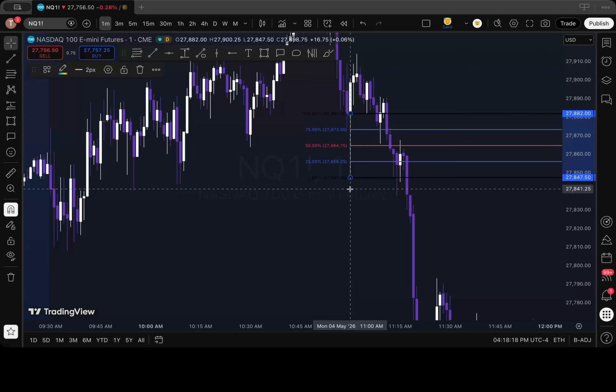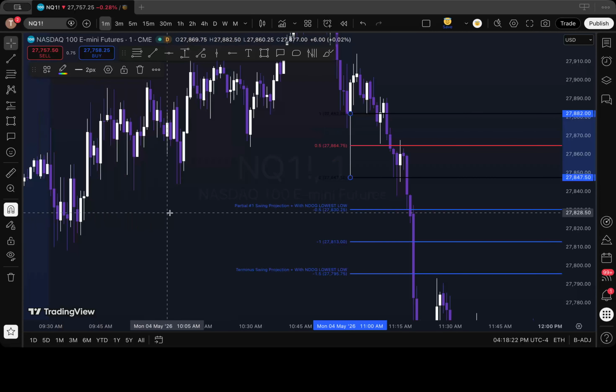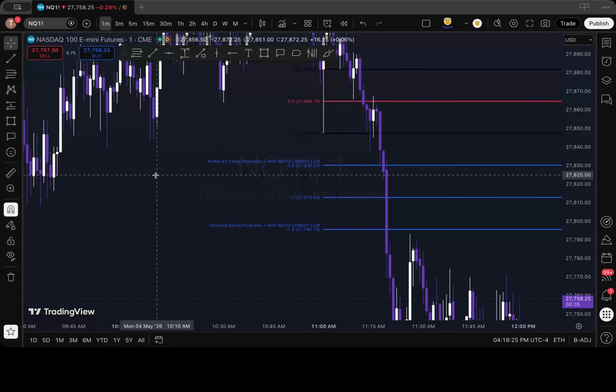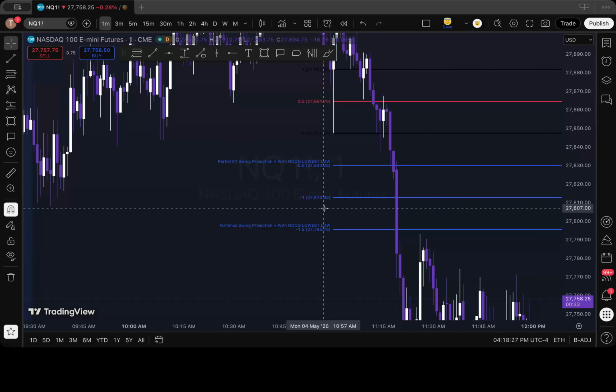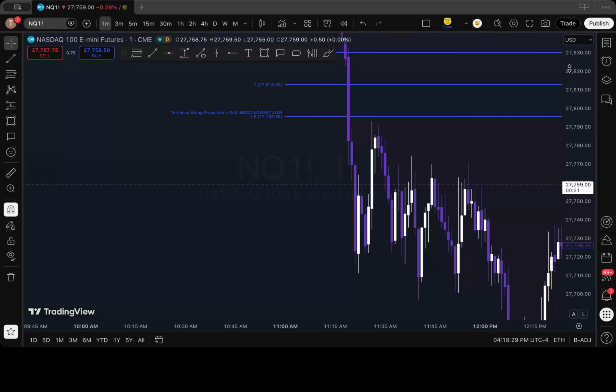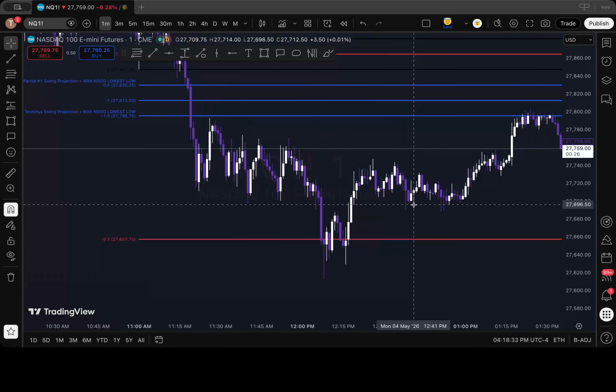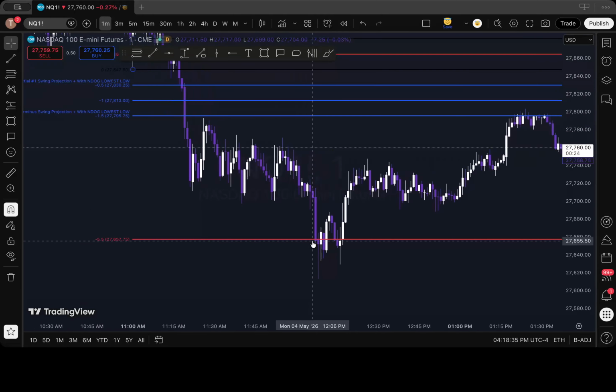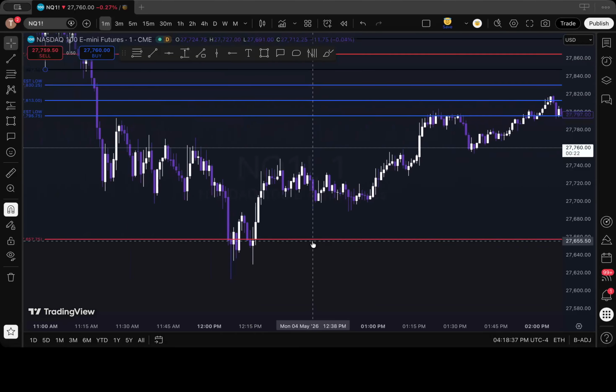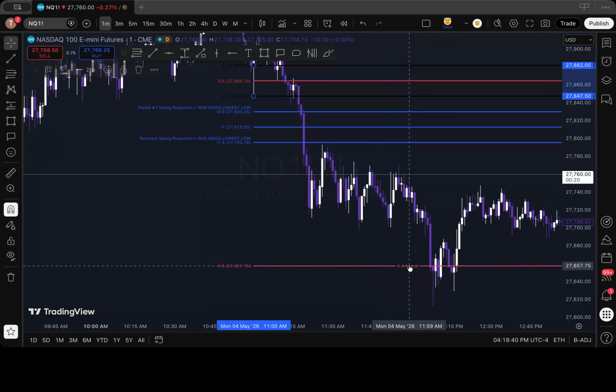So, this recent low wick, 0.5 or 5.5 standard deviation, gave us that reversal.